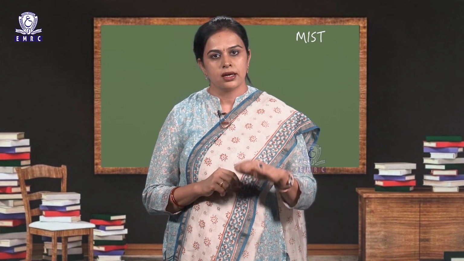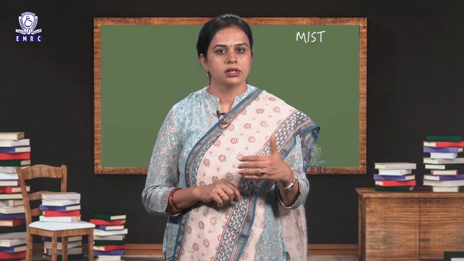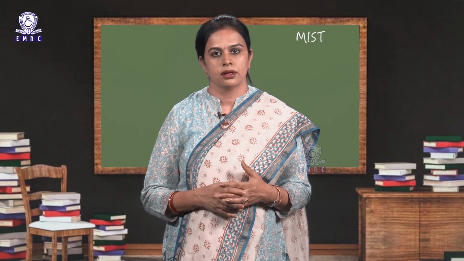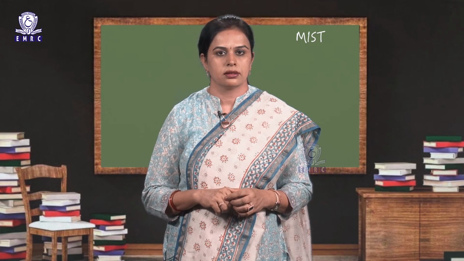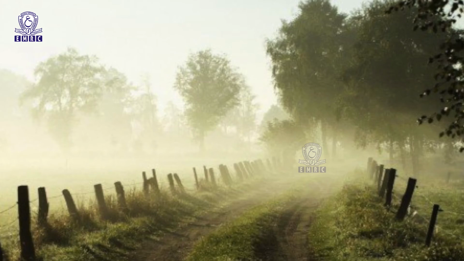Fogs are drier than mist and they are prevalent where warm currents of air come in contact with cold currents. In mist, visibility is more than 1 kilometer, but less than 2 kilometers. You may refer to this figure and understand what I am talking about.